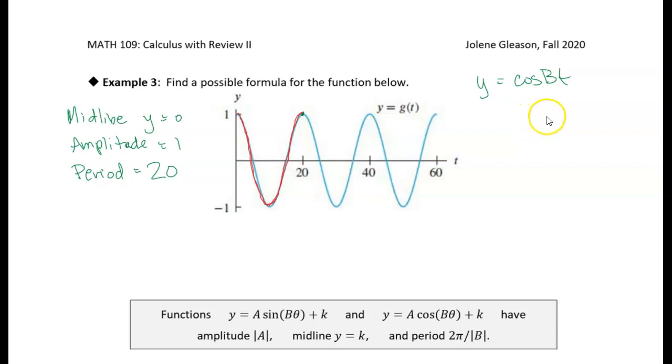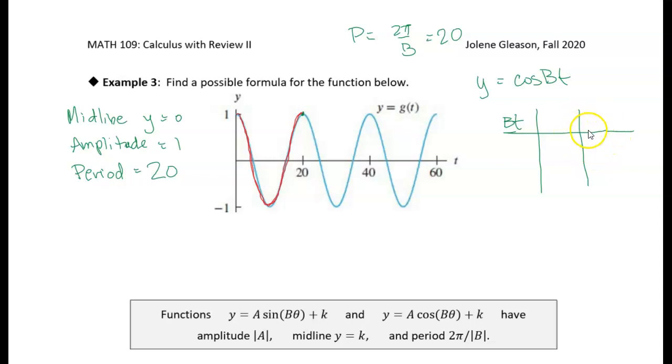Now you could remember the formula we had before, which is the period is equal to 2 pi over b, and just set that equal to 20, right? And solve for what b is. Now, if you ever forget that, though, sometimes I forget things. I don't know about you. My brain works better at reasoning than it does at memory.